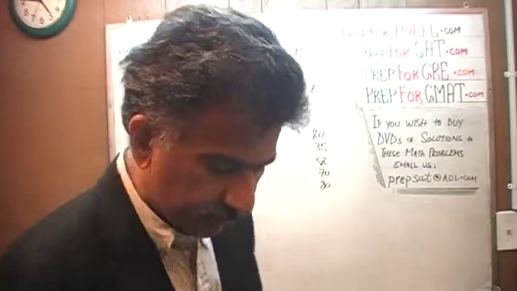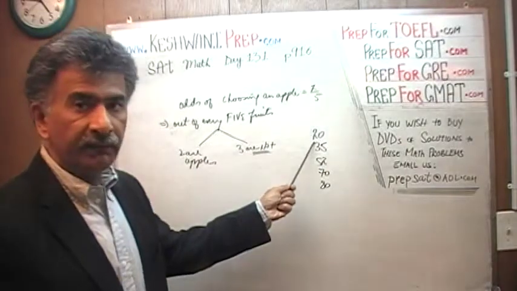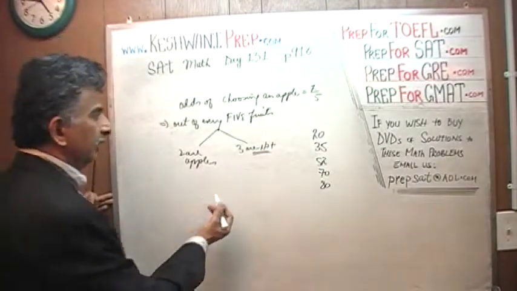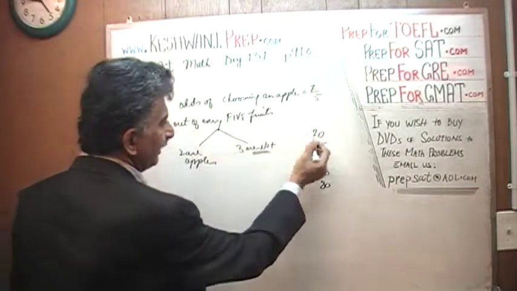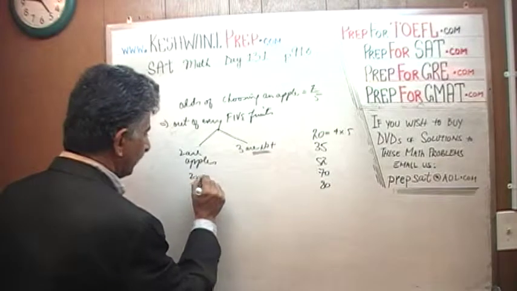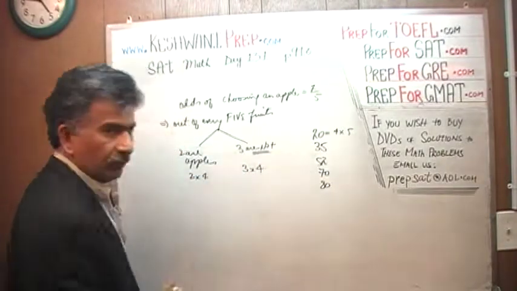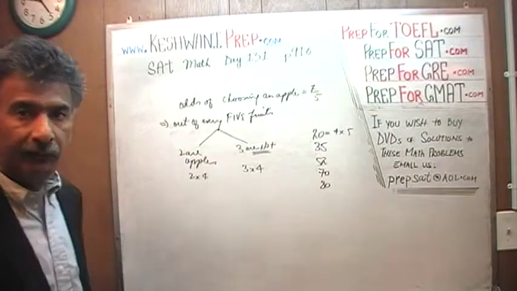It is possible that we can have 20 as a total, in which case it is 2 apples and 3 not apples per unit. 20 is 4 times 5. So here we will have 2 times 4 and here we'll have 3 times 4. It is possible that we can have 8 apples and 12 not apples.